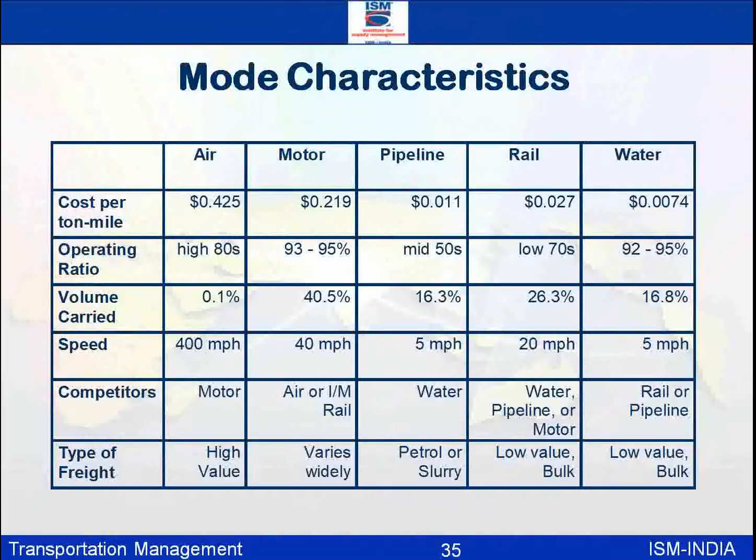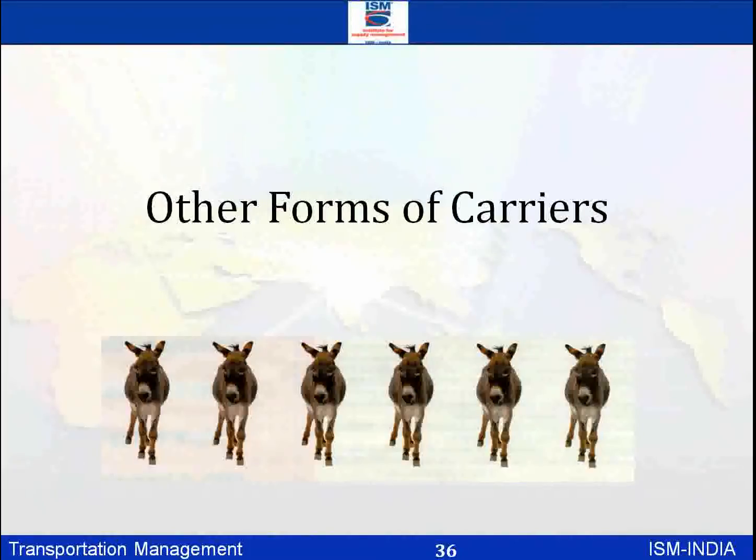Speeds, you all know, the average speeds. Who are they competing with? Air is basically competing with motor vehicles. Type of freight: air will carry only high-value goods where you feel there could be theft or losses. Motor vehicles vary widely, mainly bulk items and general cargoes, while in the case of pipelines, certainly petrol and coal slurry. Rail is all about low value and bulk items. All bulk items go by rail. Water, again, low value and bulk items. So this gives you a broad view of the characteristics and the cost parameters.